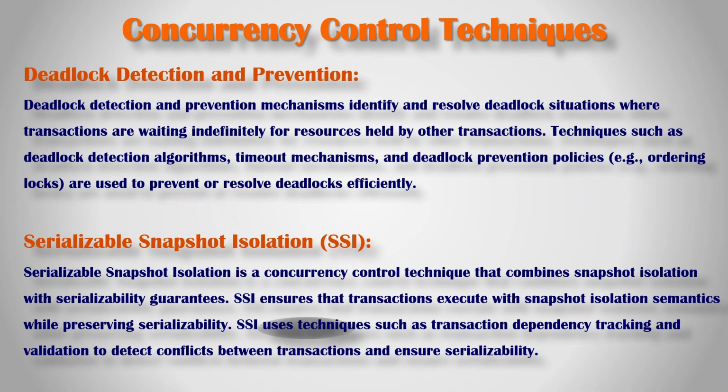Serializable Snapshot Isolation, SSI. Serializable Snapshot Isolation is a concurrency control technique that combines snapshot isolation with serializability guarantees. SSI ensures that transactions execute with snapshot isolation semantics while preserving serializability. SSI uses techniques such as transaction dependency tracking and validation to detect conflicts between transactions and ensure serializability.